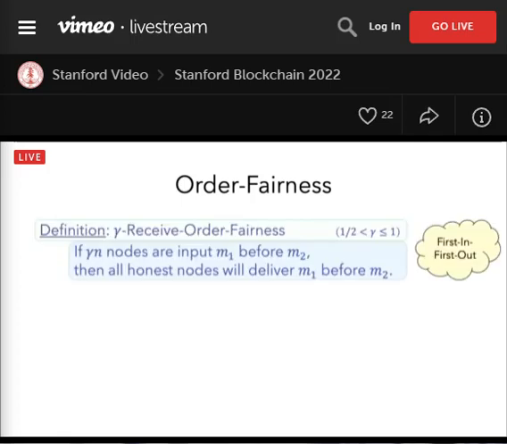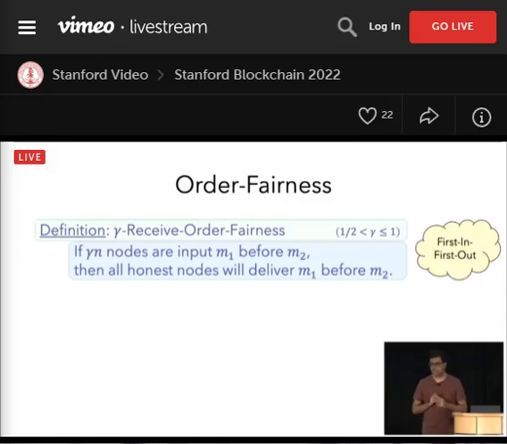So we started with this kind of intuitive first in, first out notion, which we called receive order fairness. So the high-level property is as follows. For a fairness parameter gamma, which is between half and one, you can think of receive order fairness as if gamma times n nodes receive some transaction M1 before M2, so a large fraction of nodes receive M1 before M2, then all of the honest nodes will deliver M1 before M2.